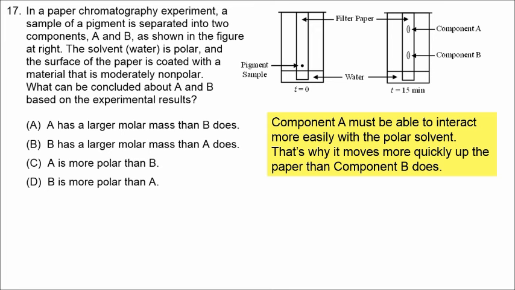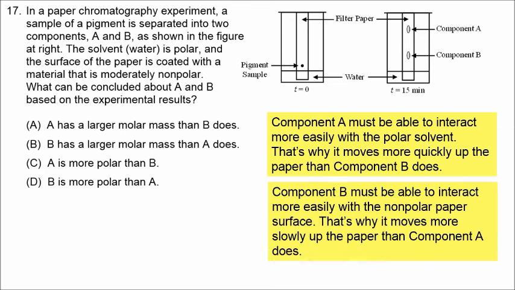Also, if something doesn't move very fast, it has to do with its potential interaction with the paper itself. And since the surface of the paper is coated with a non-polar substance, then component B must be able to interact more easily with that non-polar paper surface, and that's why it moves more slowly. Therefore, A is more polar than B.